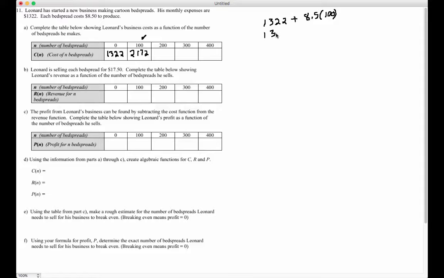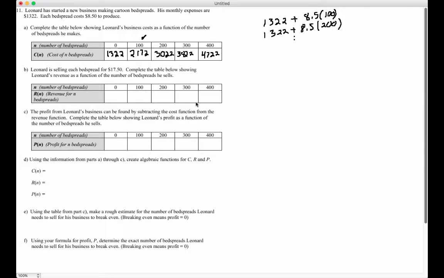Okay, and we proceed in this fashion. We'd have 1,322 plus 8.5 times 200. And when we do the arithmetic on that, we see that it's $3,022 that we owe. And then etc. until we get out all the way to 400. I'll let you fill in the arithmetic, but this one comes out to be 3,872. And this one comes out to be 4,722. Okay, so those represent his costs based upon how many bed sheets he's made.